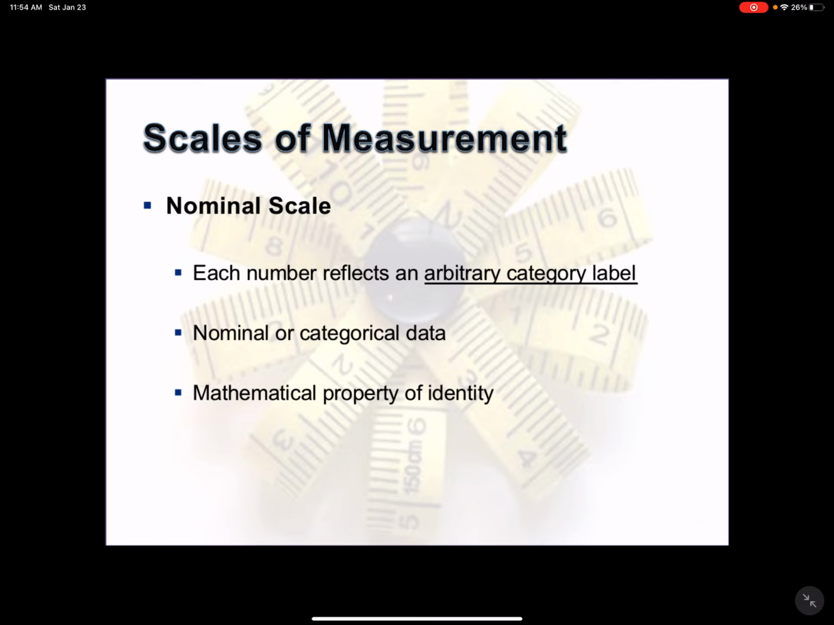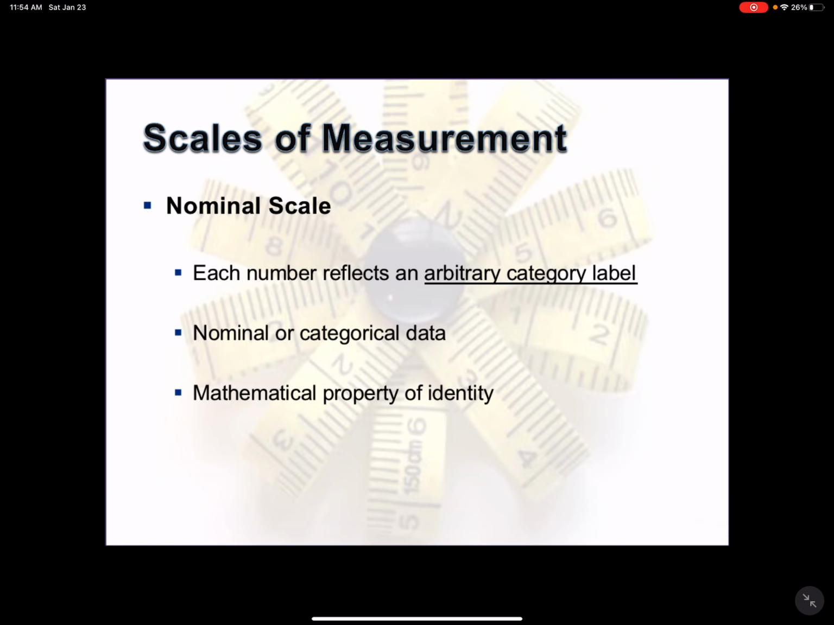Nominal scale. Each number represents an arbitrary category label. Data on the scale is either called nominal or categorical data. So sometimes I'll use those terms interchangeably. Nominal and categorical just mean the same thing. And they have the mathematical property of identity.